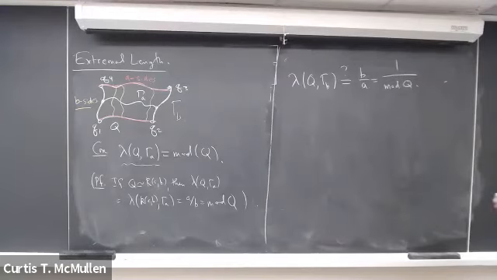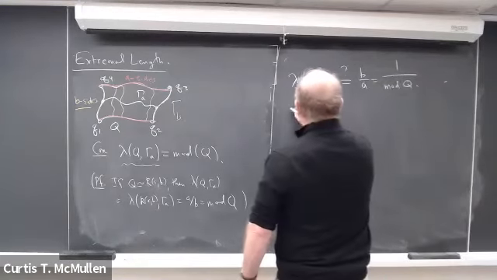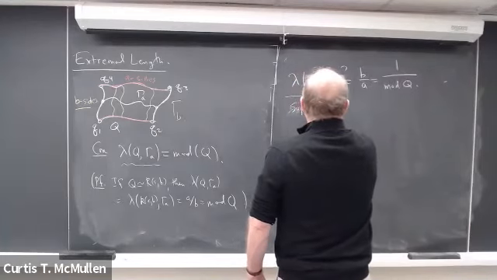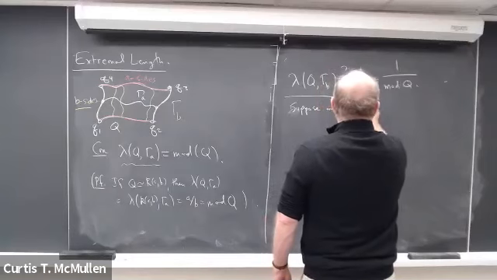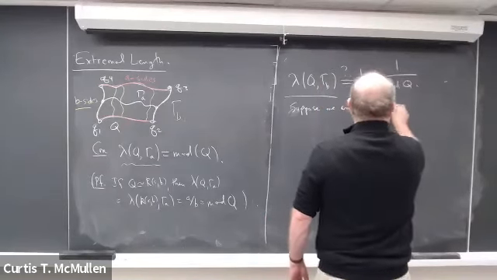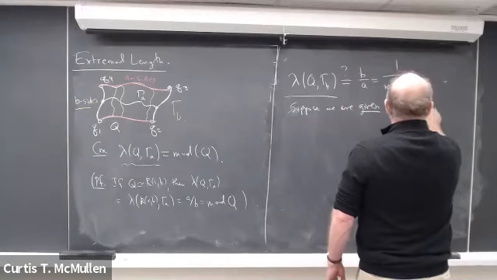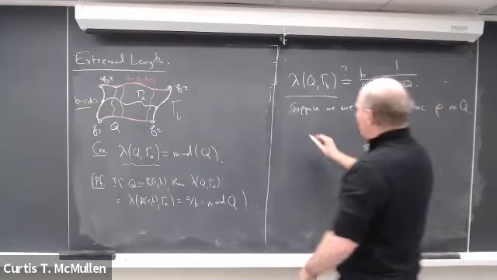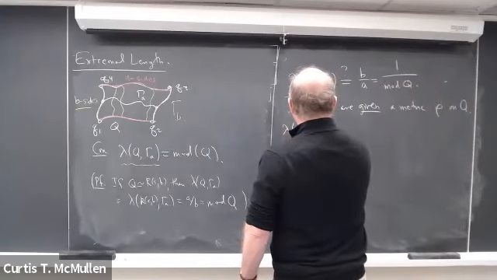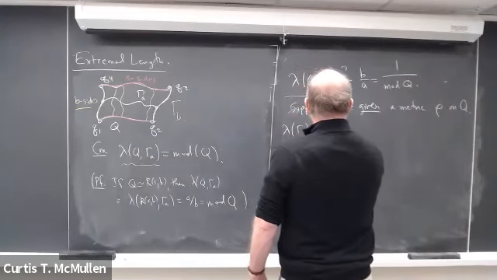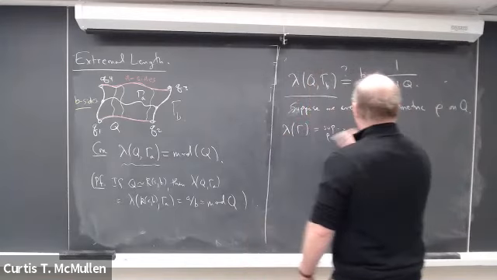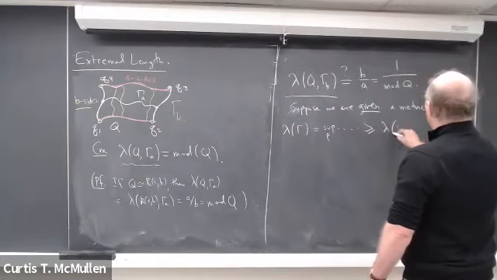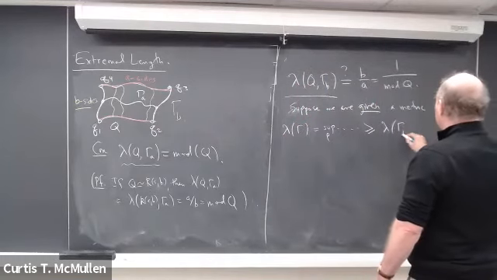Now, why is this so powerful? You see, suppose we are given a metric rho on Q. Now remember, lambda of gamma is some sort of sup over rho of something or other. So extremal length is always bounded below by what you get for a particular metric rho.